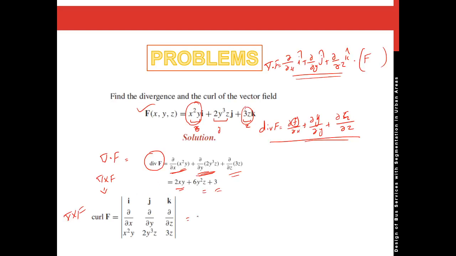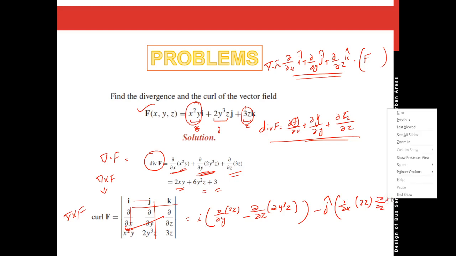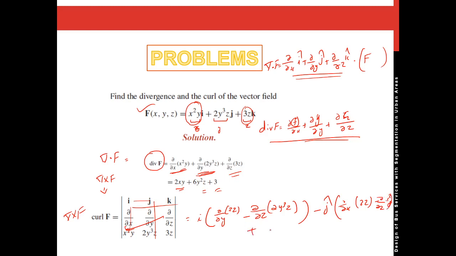So this is simply i times (∂/∂y of 3z − ∂/∂z of 2y³z) minus j times (∂/∂x of 3z − ∂/∂z of x²y) plus k times (∂/∂x of 2y³z − ∂/∂y of x²y).